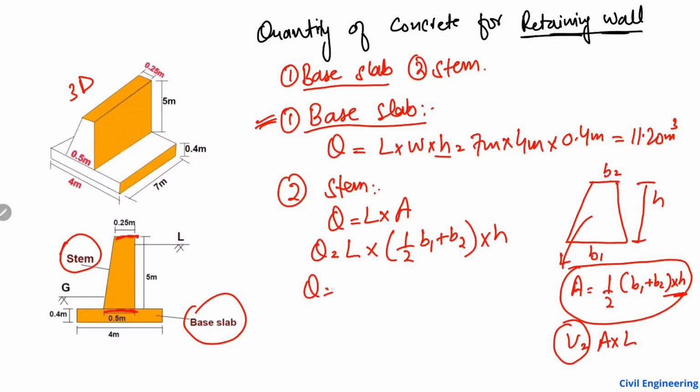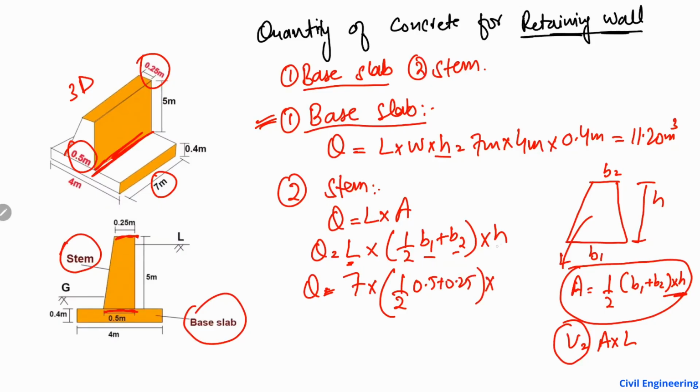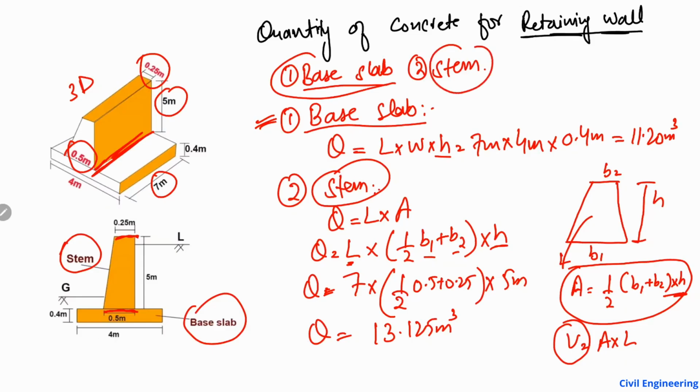So here Q will be equal to, the length is 7 meter for this stem as well. You see here, 7 into half of B1 plus B2, these are 0.5 meter and 0.25 meter, multiplied by the height, which is 5 meter. Now if we multiply these values, we get 13.125 cubic meter of concrete for the stem.